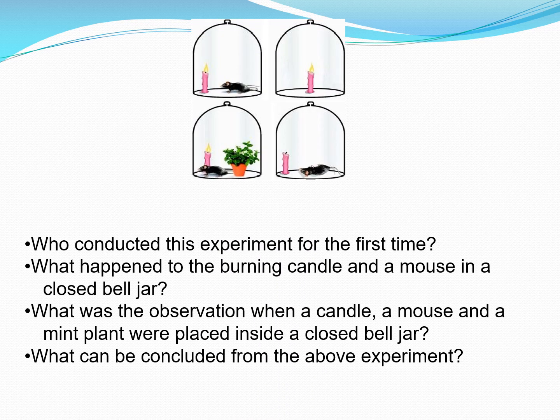Now your first question, who conducted this experiment for the first time? Priestley conducted this experiment for the first time. Oxygen was discovered by him in 1774, and later the name oxygen was coined by Lavoisier in 1775. So Priestley discovered oxygen.